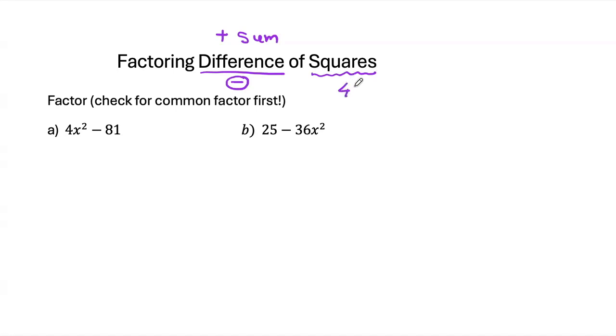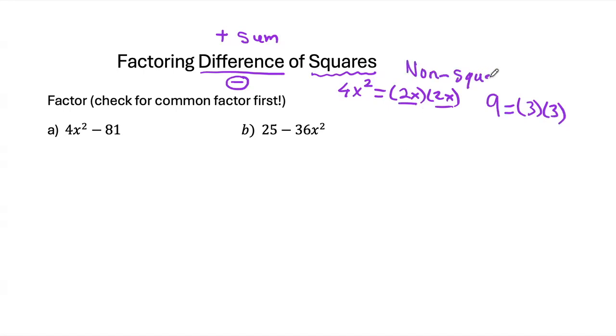An example of a square would be 4x squared. 4x squared is 2x times 2x. If you can break up your term as a product of two identical terms, it's a square. Another example of a square would be a 9. 9 is 3 times 3. Here's an example of a non-square, like a 7. I can't do anything with a 7 to make it a product of one thing times itself. So it doesn't count. 7 times 1 is the only way, and that doesn't count as a square.